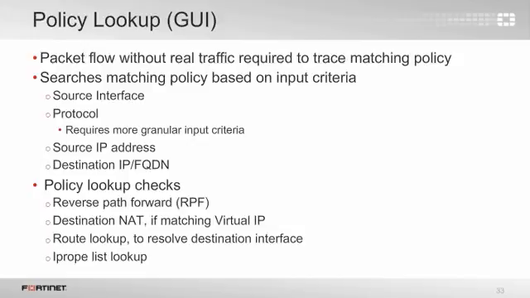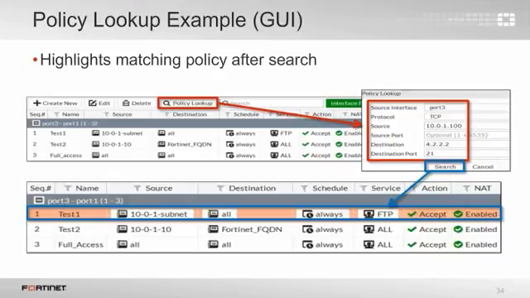Note that if the firewall policy status is set to disable, the policy lookup skips the disabled policy and checks for the next matching policy in the list. Based on the input criteria, after clicking Search, the trace result will be selected and highlighted on the IPv4 policy page.